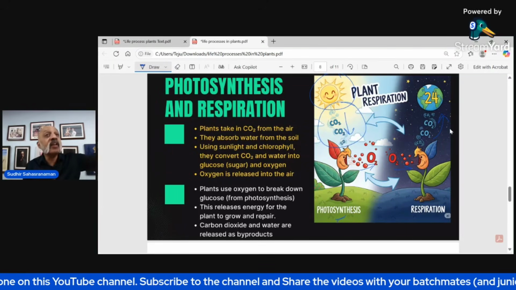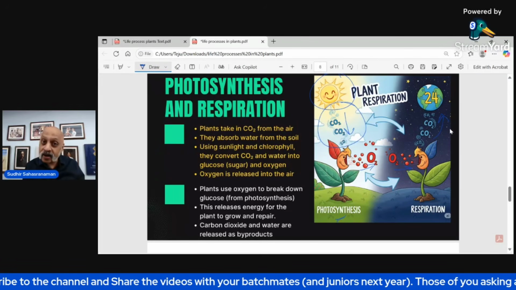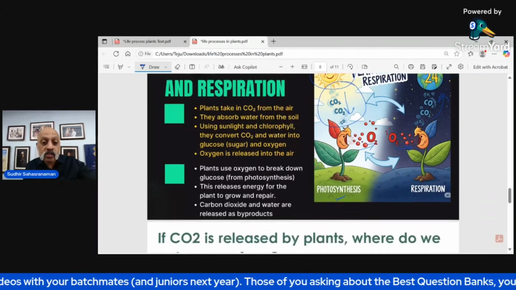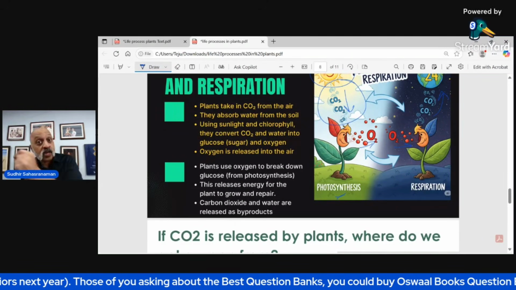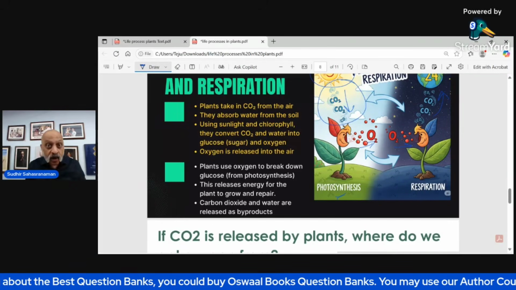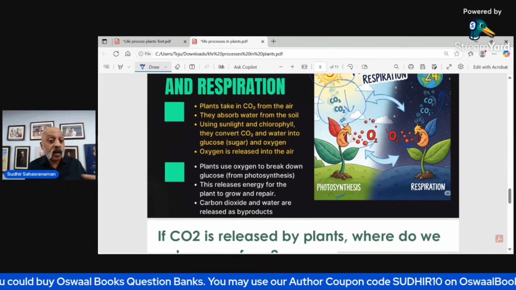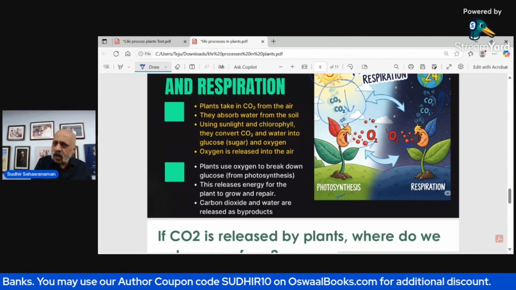Oxygen is released into the air, and that oxygen is what we breathe. Understood? What happens during respiration? Plants use oxygen to break down glucose, which has been produced as the result of photosynthesis. This releases energy for the plant to grow and to repair itself, and carbon dioxide and water are released as byproducts.